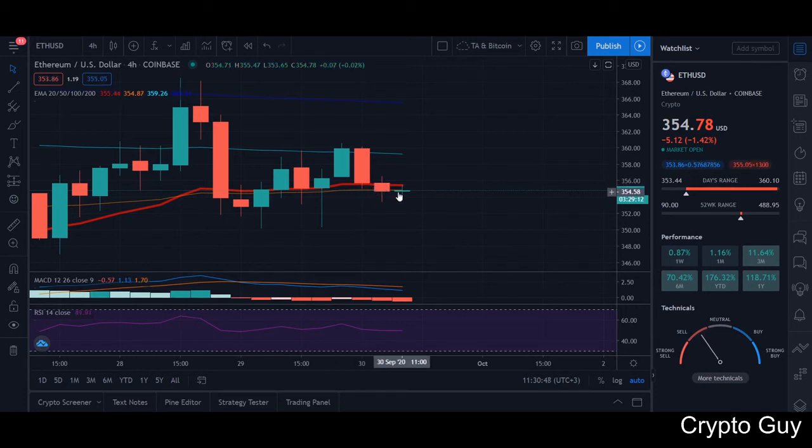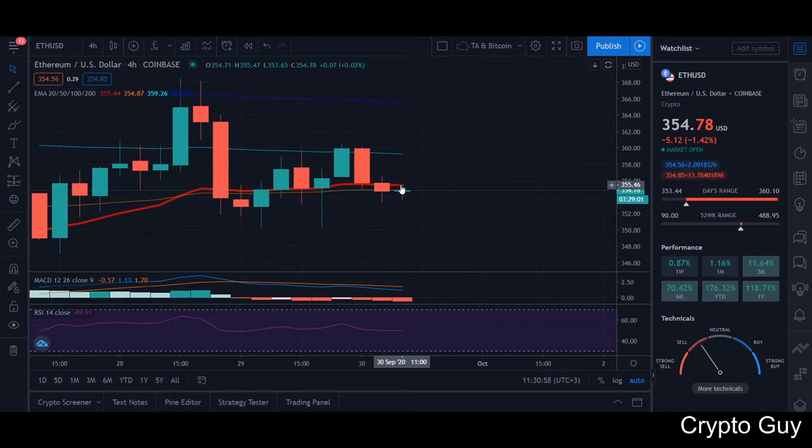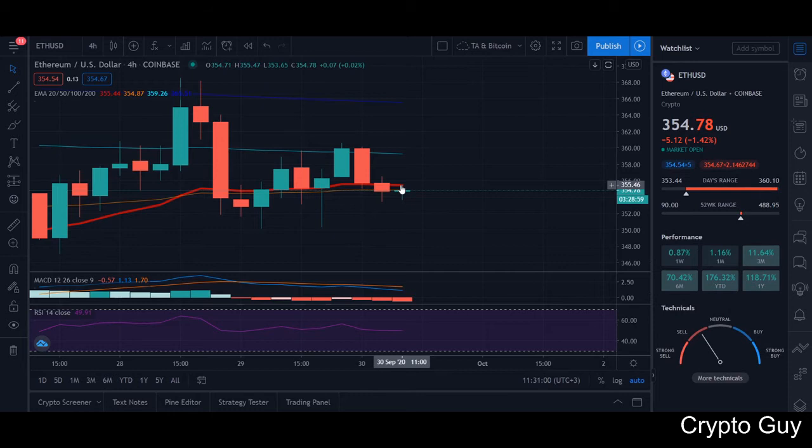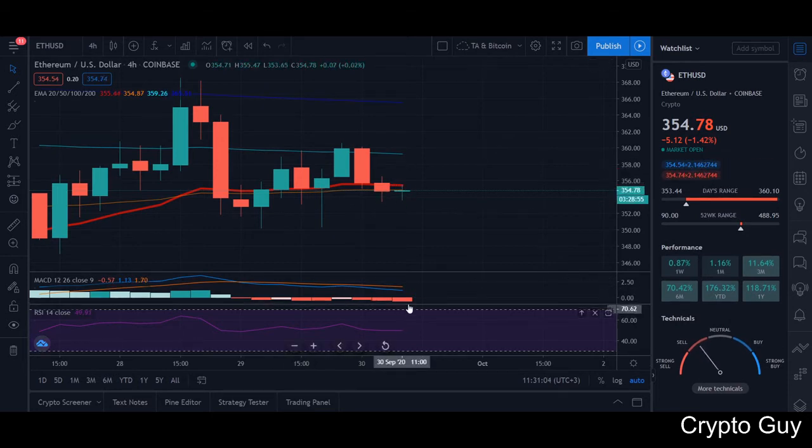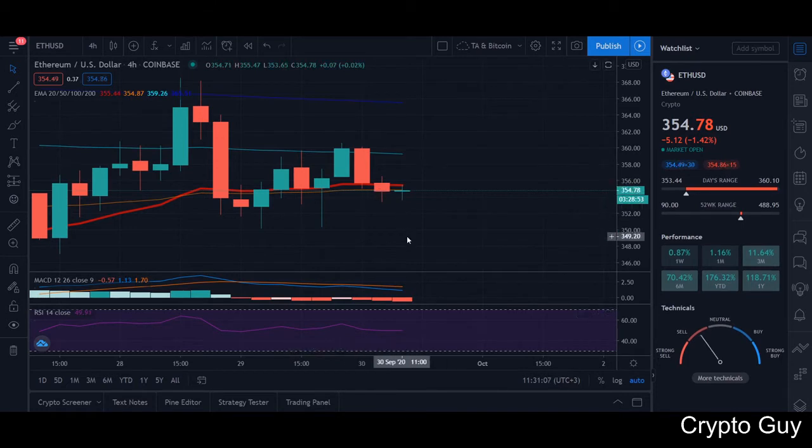Here you can say that this was a support, and now we break this support and we are under it. This is a little bit bearish for Ethereum, so we have to closely watch this price point, which is about 355, 356 US dollars. So if we break up, it becomes bullish for Ethereum, so we have to keep a close eye on this point. MACD is bearish at the moment. It can fall down, and it can fall down even more, and RSI is neutral, so we have to wait and see where Ethereum moves.